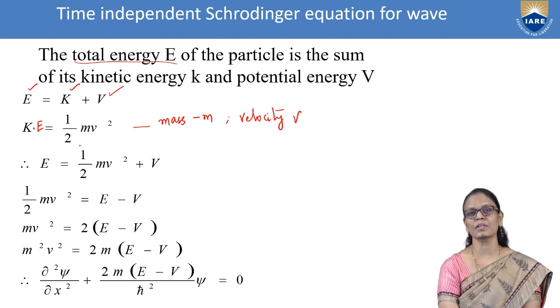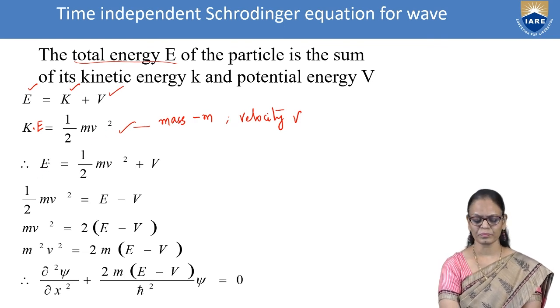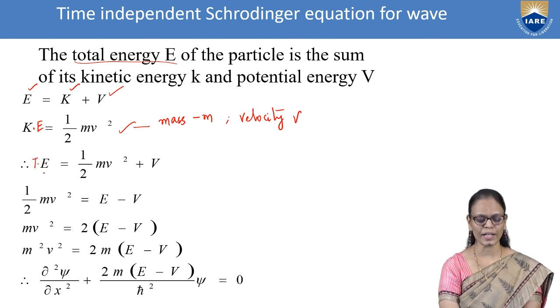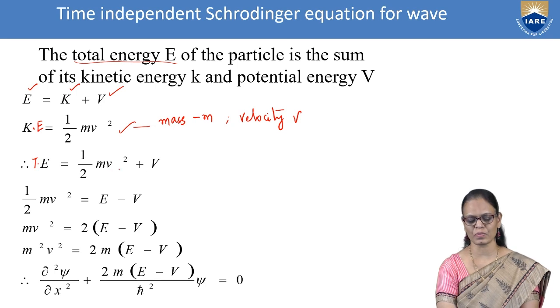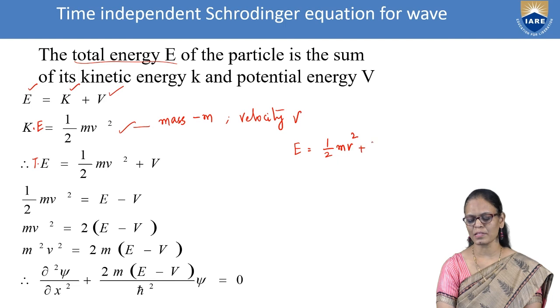So the kinetic energy you can easily calculate using the formula half mv square. Now E here always represents the total energy. So the total energy is equal to kinetic energy, half mv square, plus V. I'll be taking this V onto the other side and write E is equal to half mv square, this is the kinetic energy, plus potential energy. I can take V onto the other side. I'll write it as E minus V is equal to half mv square.